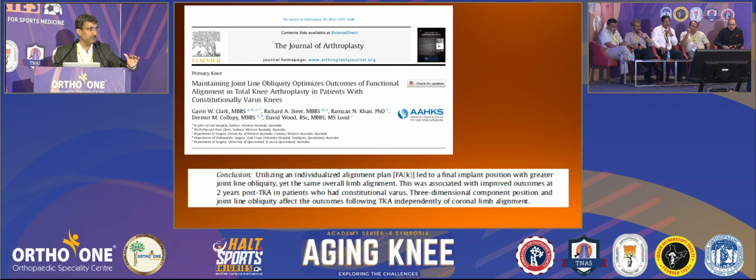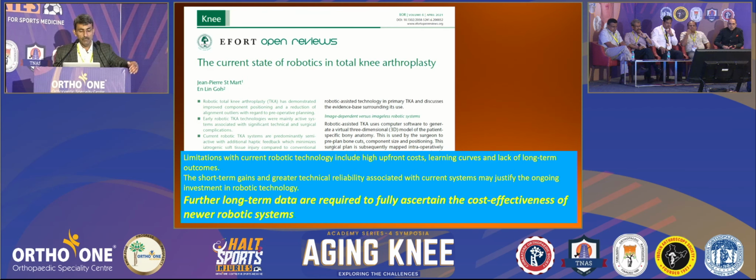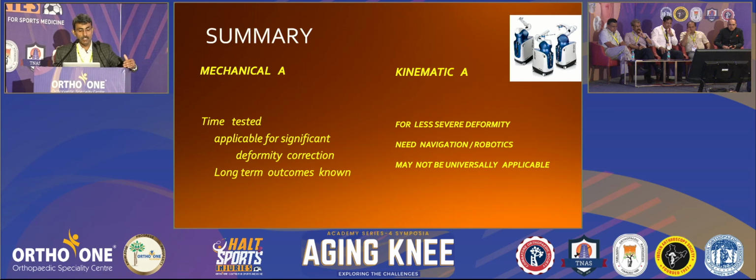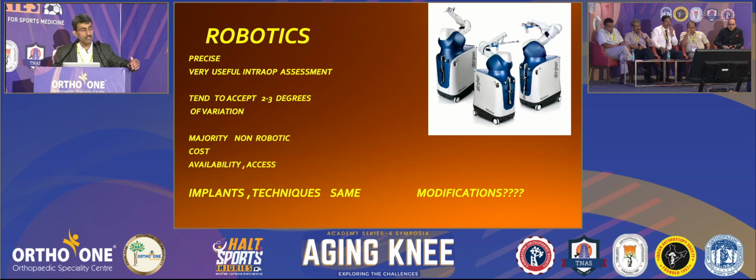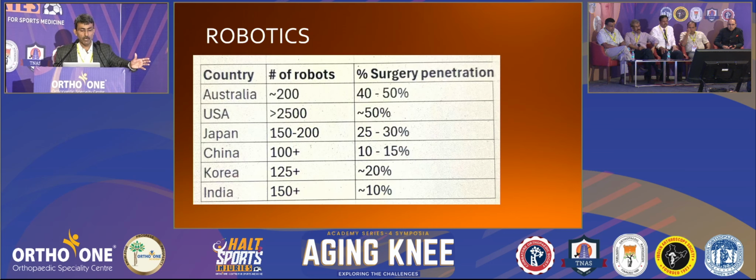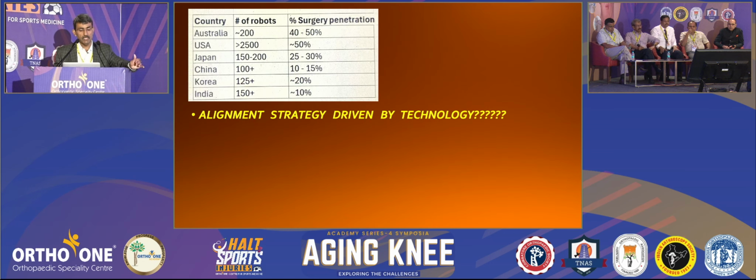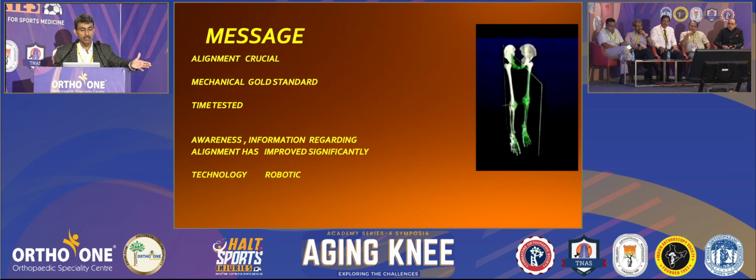This says that if you maintain the joint line obliquity, at least the short-term results, the 2-year results, are good. And further long-term data are required to ascertain the cost effectiveness of newer robotic systems. So in summary, mechanical might be time tested, but kinematic is maybe universally acceptable for those with accessible and less significant deformities. So these implants as of now don't require modifications. And just to know whether the alignment strategies actually are driven by technology. May not be, but I think we have a different way of looking at the alignment strategies itself.